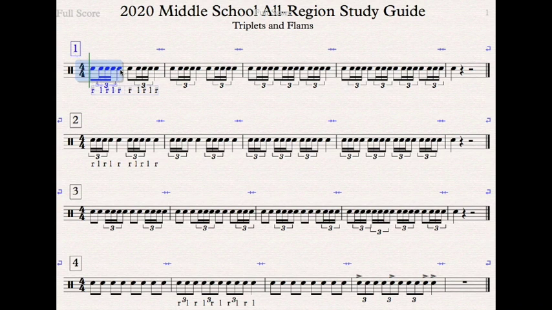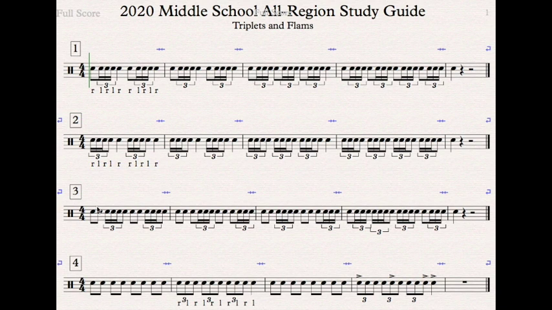So instead of 1 e 2, we have 1 trip-let 2, 3 trip-let 4. So we have 3 notes where we would normally just have 2. Over here on line number 2, we have them on the downbeat. 1 la-li 2, 3 la-li 4. Aside from that, all you need to know is if the triplet starts on the upbeat, you're going to start it with the left hand. If the triplet starts on the downbeat, then you're going to start it with the right hand.